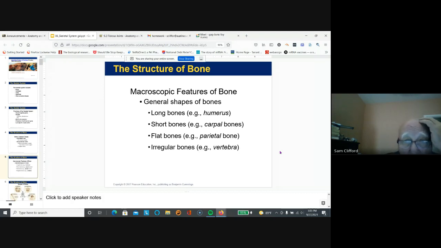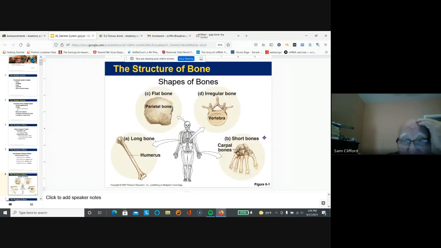Okay, so bones have different shapes. Long bones like the humerus, short bones like the carpal bones, flat bones like the parietal bone. The vertebrae are irregular bones. Long bones are like the radius, ulna, humerus, femur, tibia, fibula. Short bones like the carpals in your hand, in your wrist, and in your feet, the tarsal bones. So make sure you know various shapes of bones.